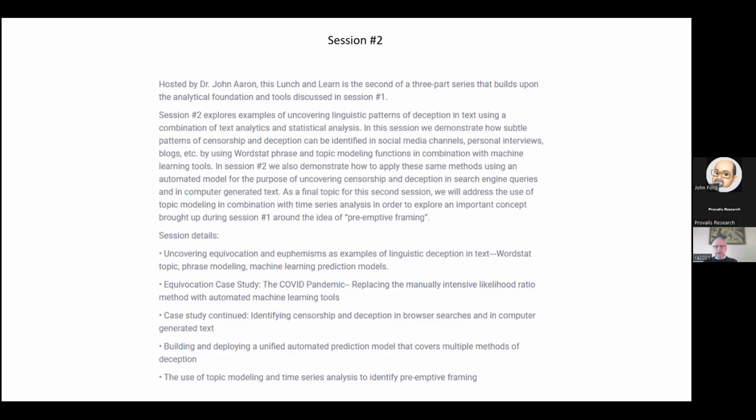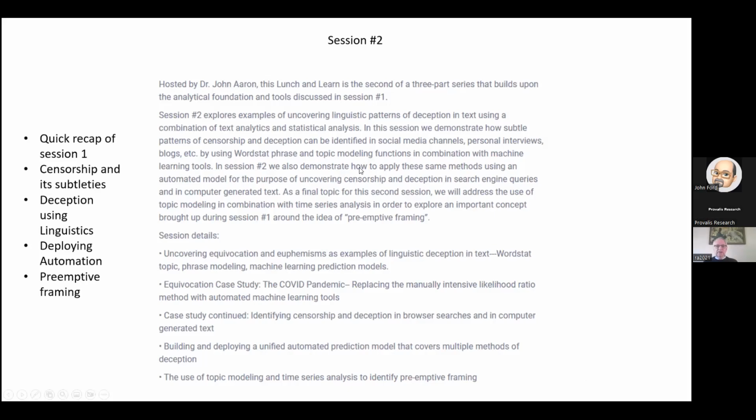So essentially, I'm assuming you read the introduction. Basically, what we're going to do this period is a very quick recap of session 1. Tony indicated that if you missed it, you can go back. I got a little bit heavier into the statistical analysis there, but I'm going to be covering much of it again. And today we're going to talk about censorship and some of its subtleties, and also linguistics and using text to uncover some of these. And also deploying automation. I'm going to be showing an example of that.